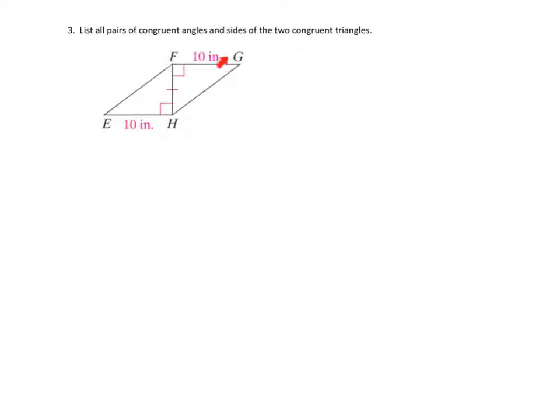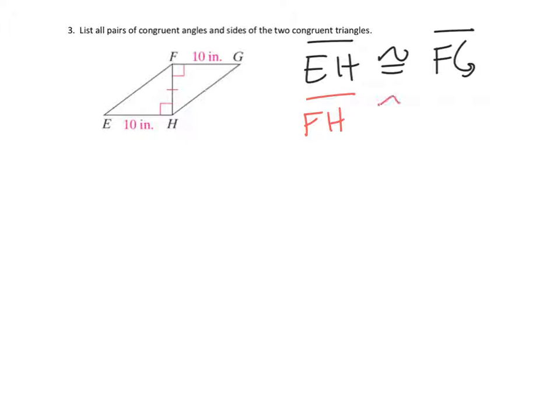Obviously, this EH matches the FG, right? EH matches FG. So we'll start with the sides, right? So EH is congruent with FG, and we know that because they're labeled, right? We know that FH matches FH, right? Since it shares that one. So FH, line segment matches, you can call it HF if it makes you happy. And then finally, the last two on here are EF and GH. EF and GH.